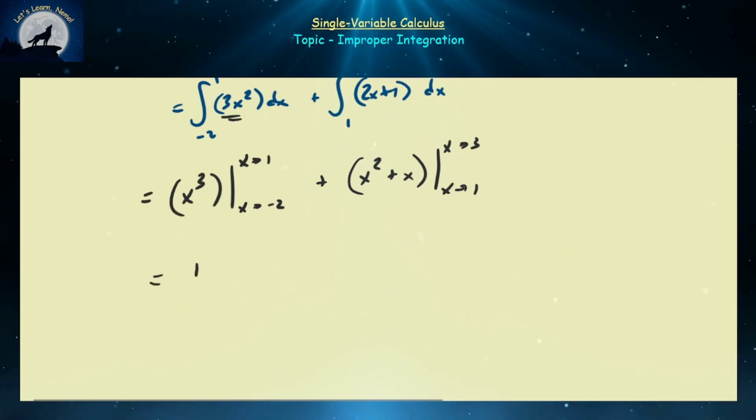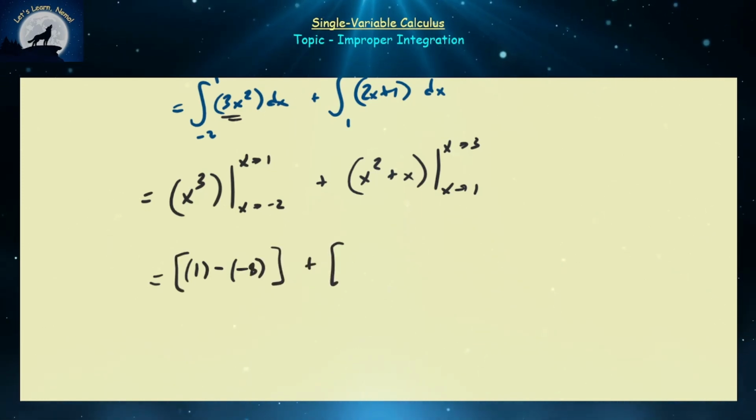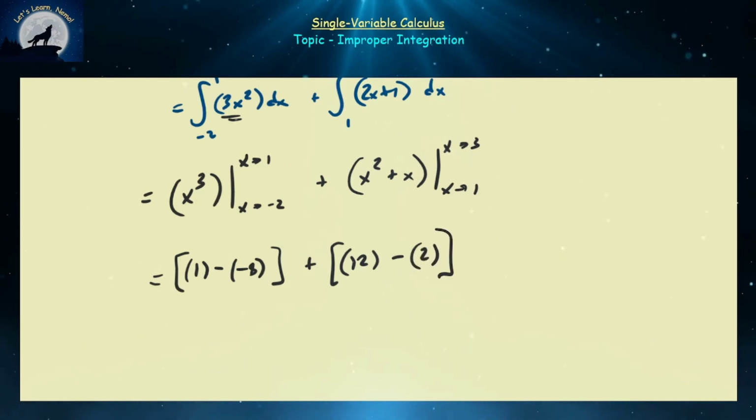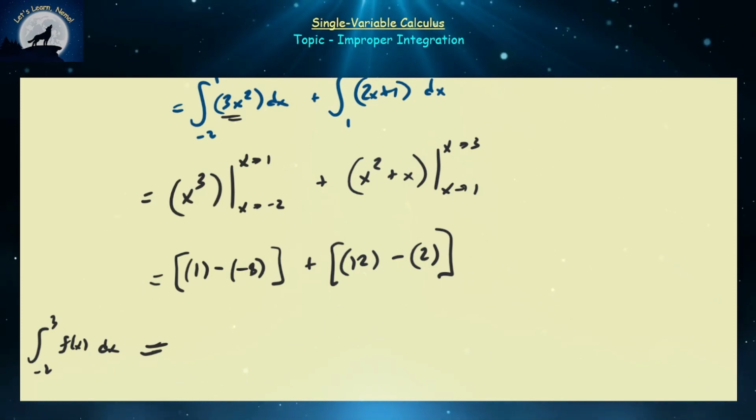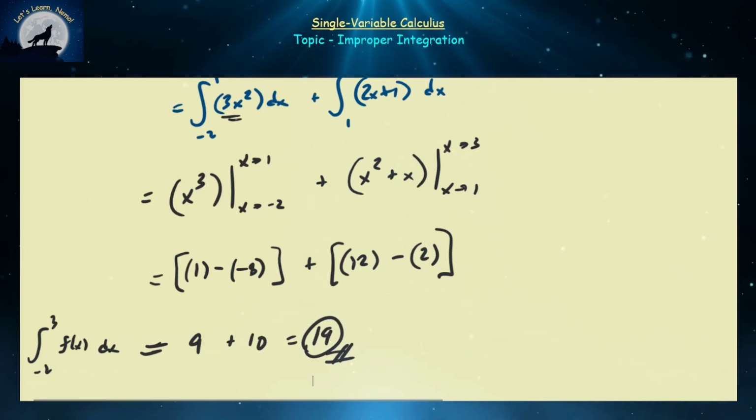So x cubed is going to evaluate to 1, minus minus 2 cubed is going to be evaluated at minus 8. And then for this, we're going to have 3 squared, which is 9, plus 3, which is 12. And then minus 1 squared is 1, plus 1 is going to be 2, so that's going to be subtracted by 2. So that means the integral from minus 2 to 3 of our original function is just going to be equal to 1 minus negative 8, that's going to be equal to 9, plus 12 minus 2, that's going to be equal to 10, giving us a final answer of 19. Right? So that's how we can solve type 1 improper integrals.